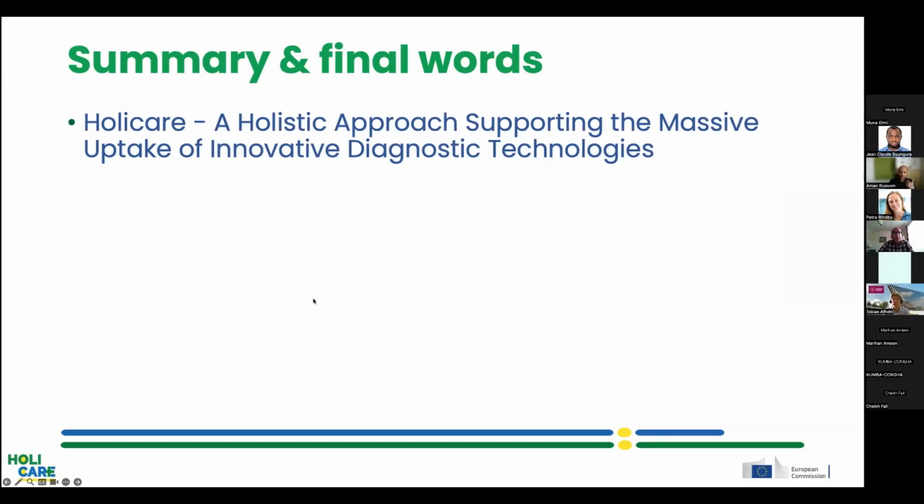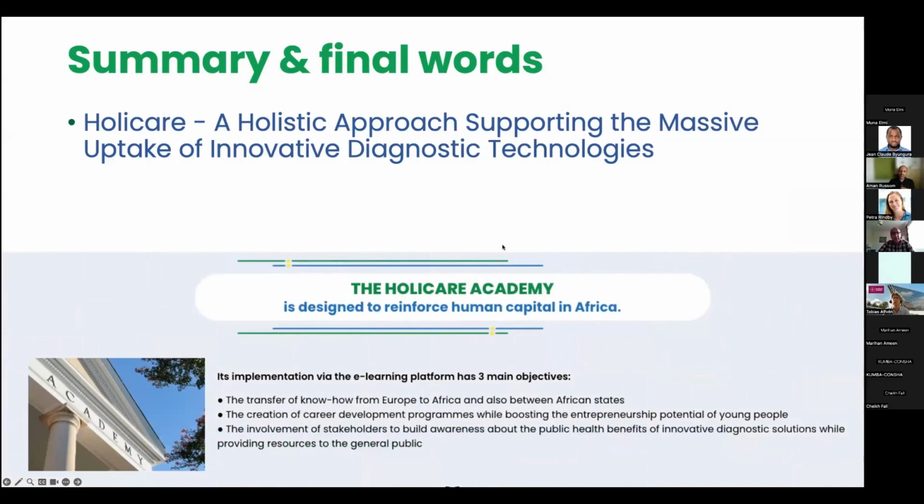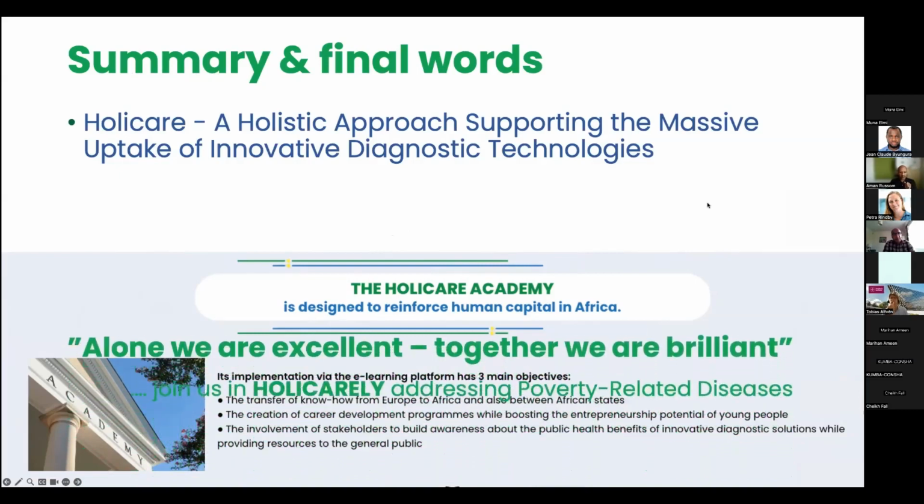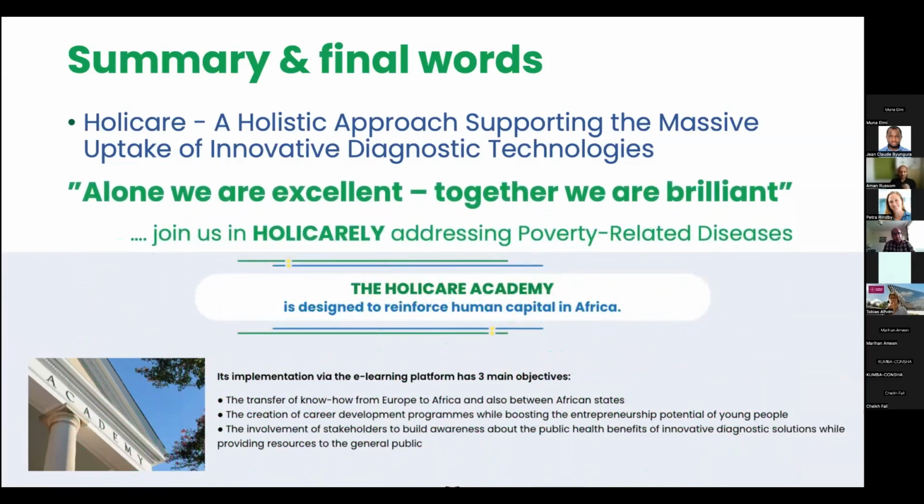As part of this, today's activity deals with the HoliCare Academy, which is really designed to reinforce human capacity building in sub-Saharan Africa through a number of different activities. And is there one phrase I would like to leave you with? It's that alone we are excellent, together we're brilliant. So we are really fortunate and happy to collaborate in order to address poverty-related diseases. With that, I give you back the floor, Jean-Claude.